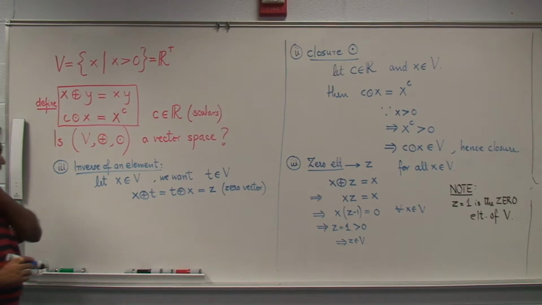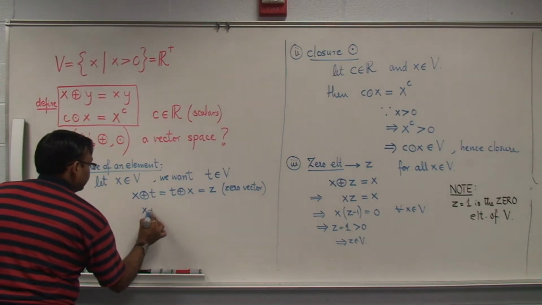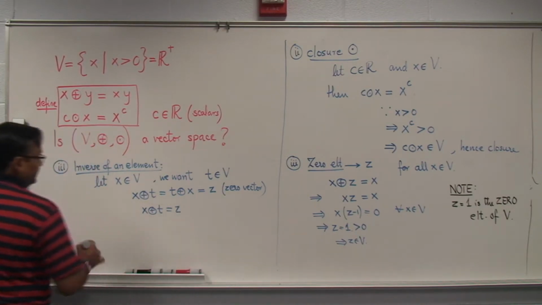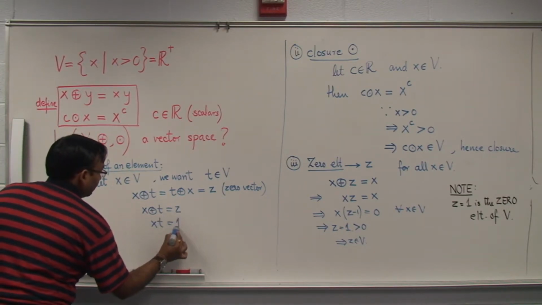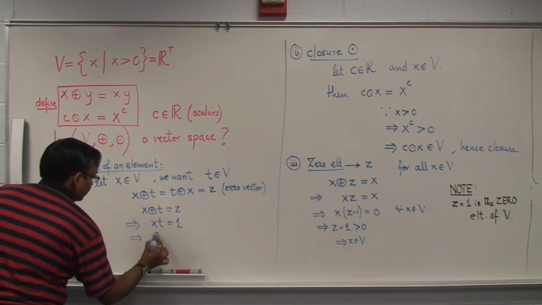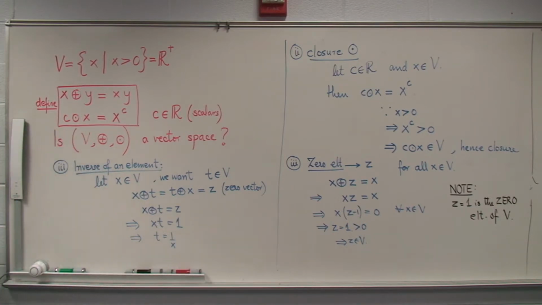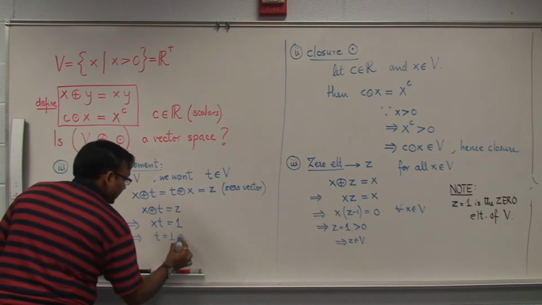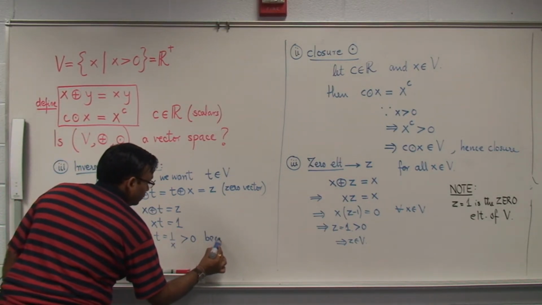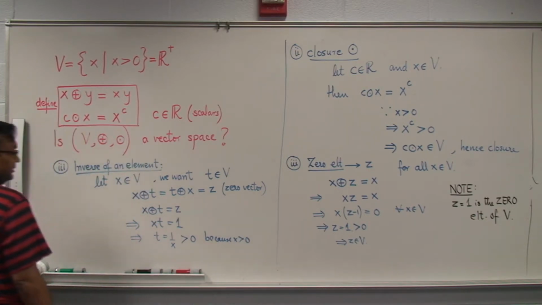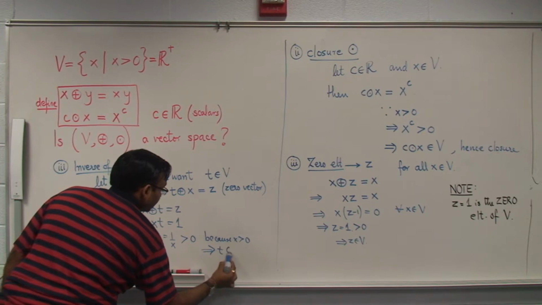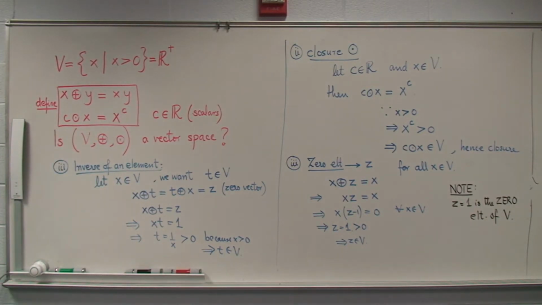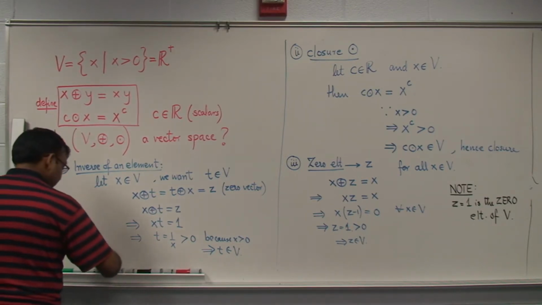Okay. So in essence, let me just check one of them. We want X plus T to be Z, which means we want XT to be equal to 1. So this means I want my T to be 1 over X. So 1 over X, if it exists inside V, can act as an inverse of our element. Now 1 over X is going to be positive because we know that X is a positive real number. So this means this definitely belongs to V. So for each X in V, we have found its additive inverse as 1 over X. So let me note down this fact also.